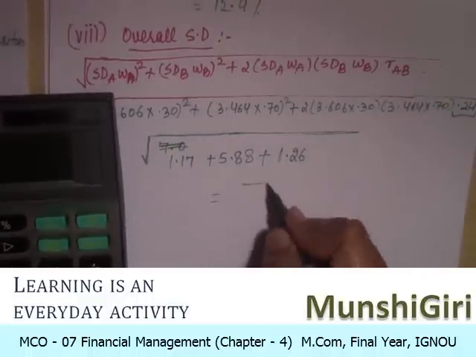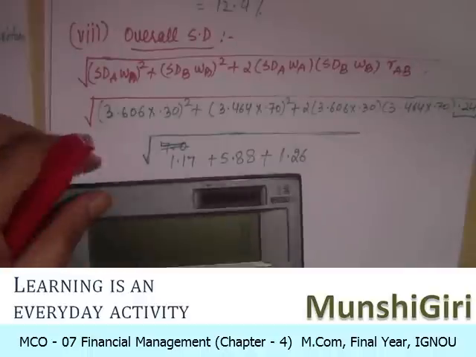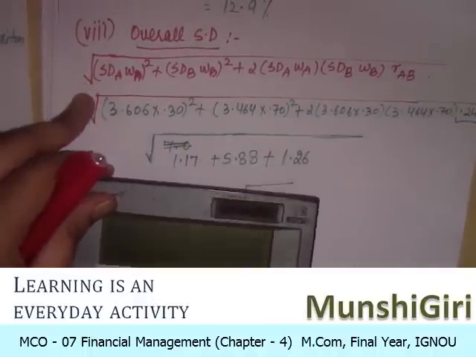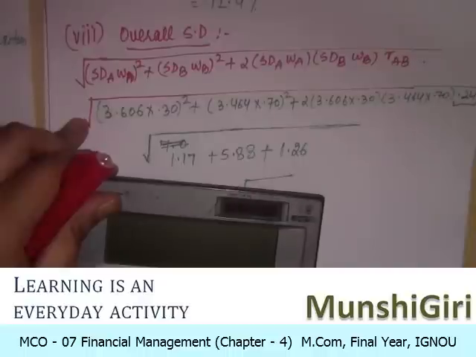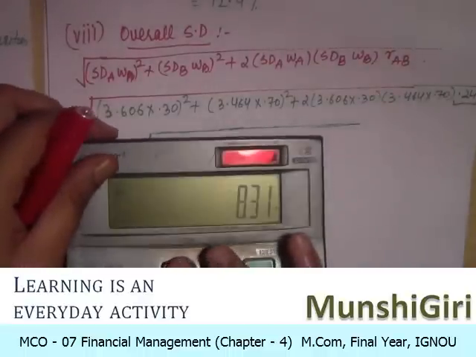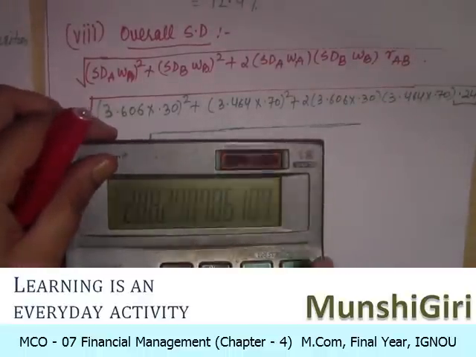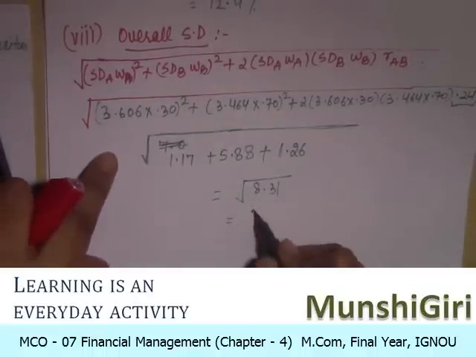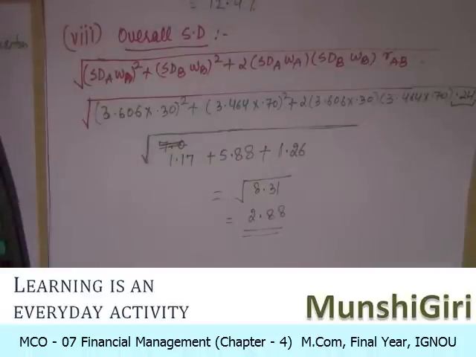1.26. Let's add these components: 1.17 plus 5.88 plus 1.26 is 8.31, and the square root of 8.31 is 2.88. So we have calculated the overall standard deviation, which was the last part required in this question.